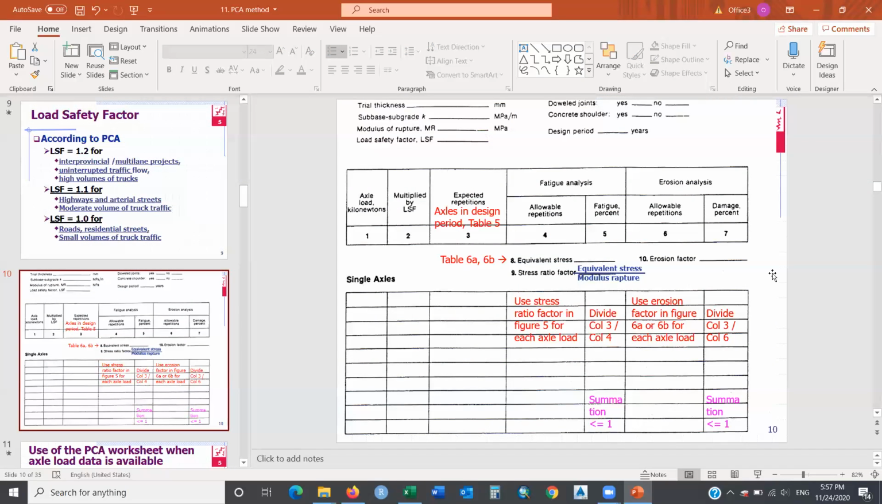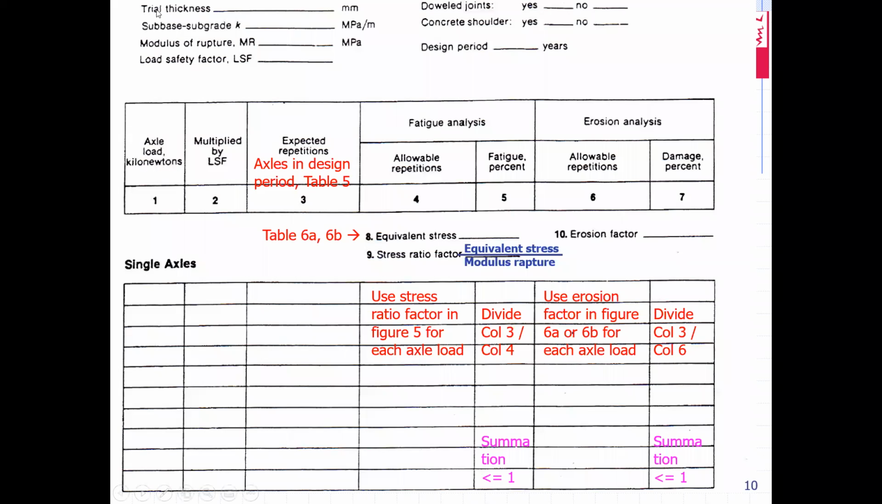The design method uses this template. I'm going to put it in presentation mode. The template has the trial thickness. You have to test the thickness you think you want to use. So let's say 200 millimeters. You need to put here the sub-base, subgrade, K value, the combination from the table I showed you before. You have to put here the modulus of rupture of the concrete. You have to put here the load safety factor, the one I just showed you now.